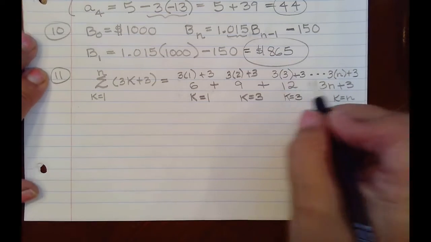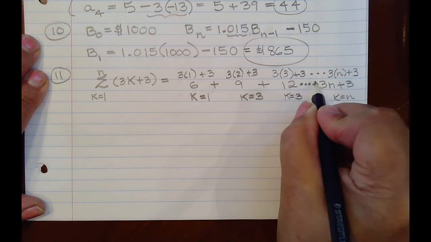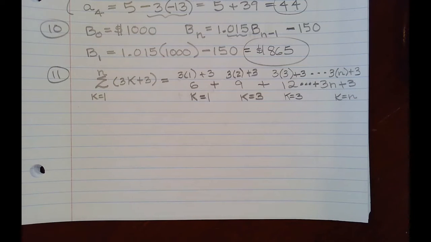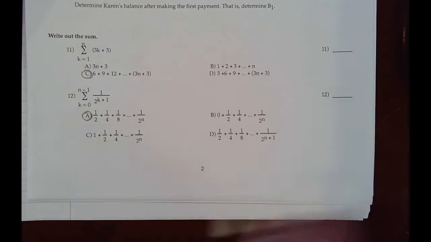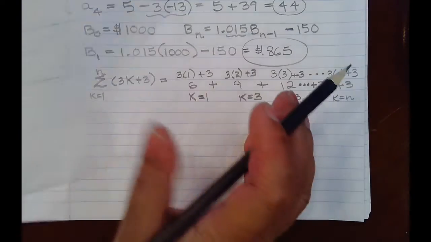Just like this, and then you're adding that nth term. That particular answer was C: 6, then 9, then 12, all the way leading up to the nth term.